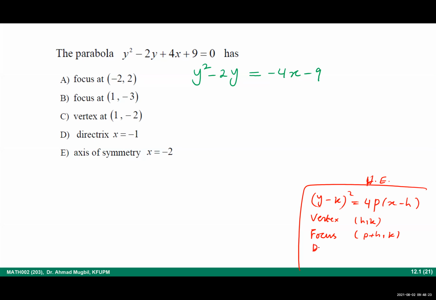What else? The directrix will be x equals or y equals? x equals minus p plus h. Yes, you're right. What else? The axis of symmetry. Because it is horizontal, the axis of symmetry is like this, so it is y equals what? k. This is all that you need to know about this horizontal parabola.